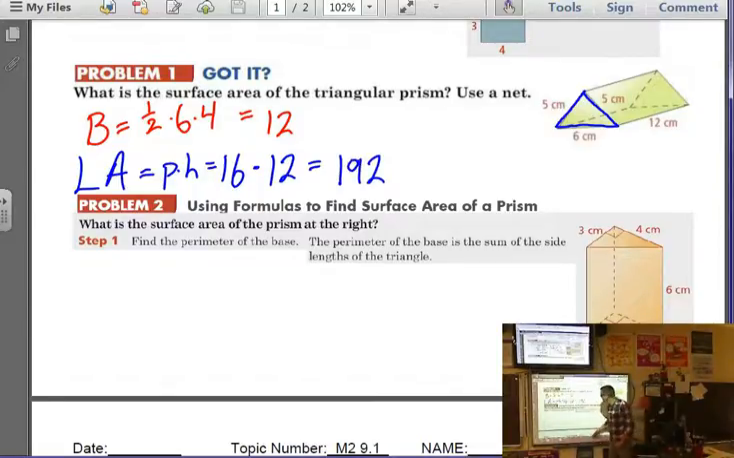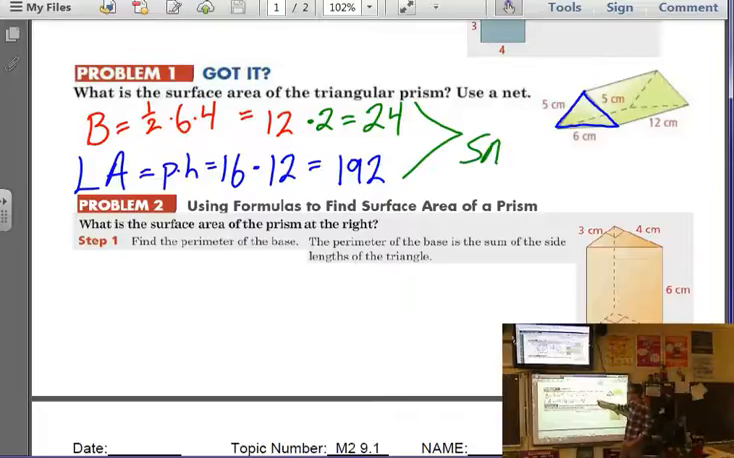Boom. When we double this to get our 2B, and then combine, my final surface area is 216. Label it. Wait, centimeters.